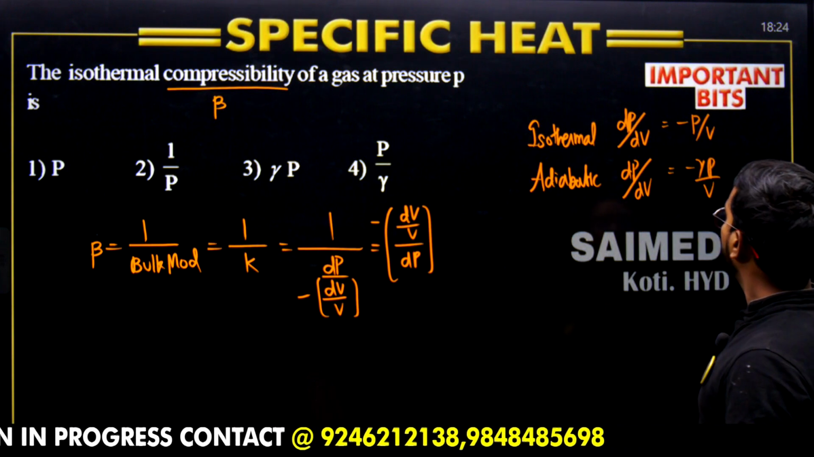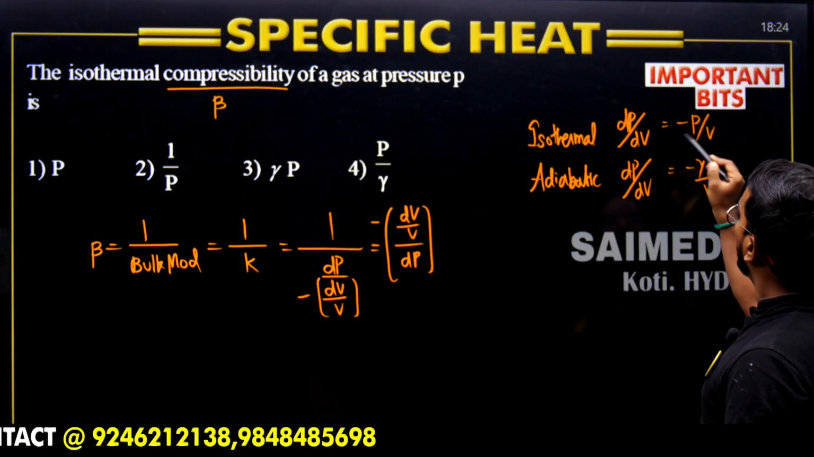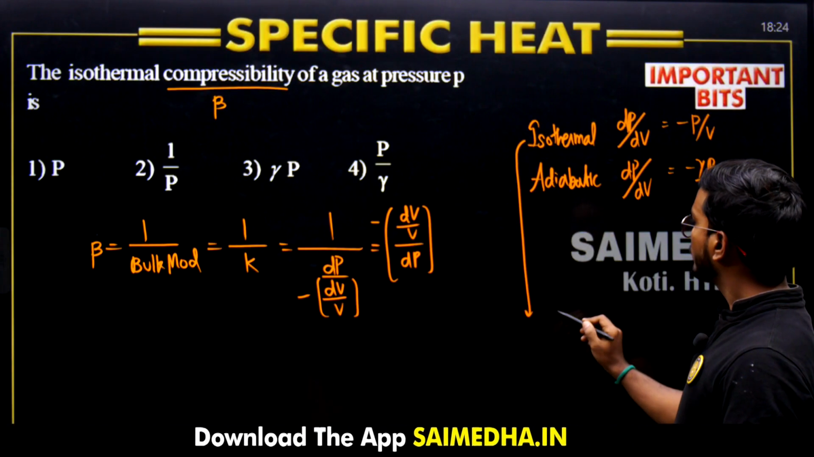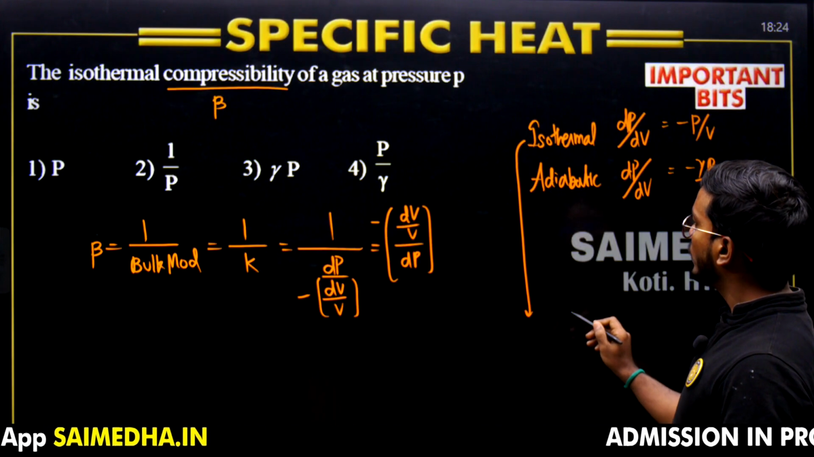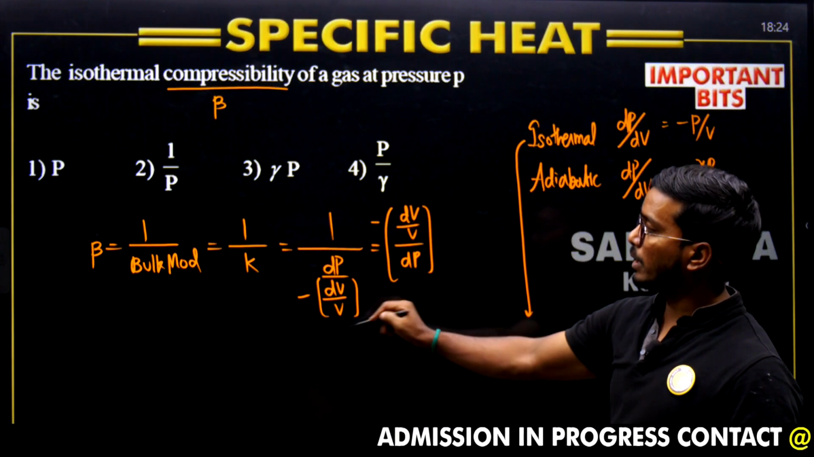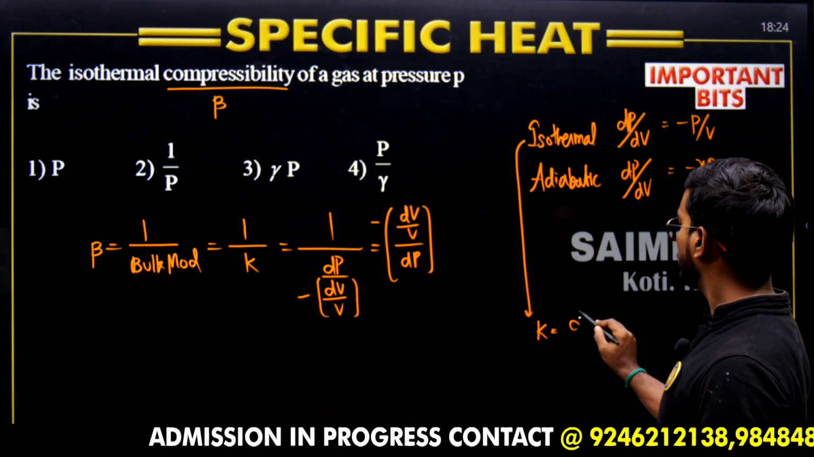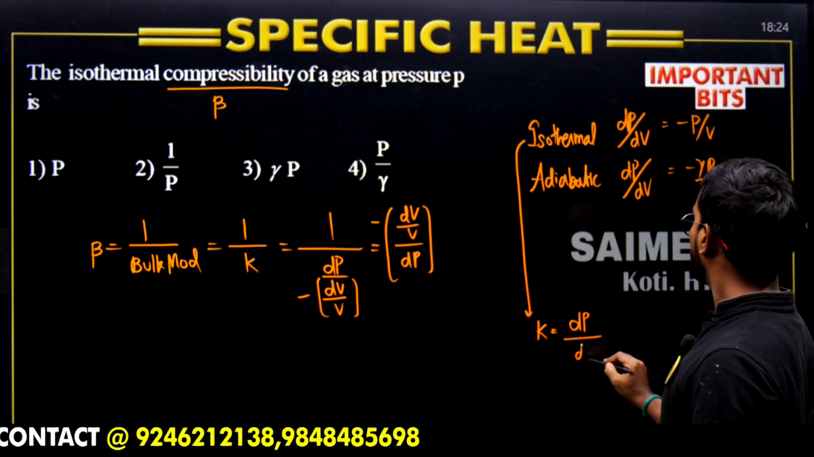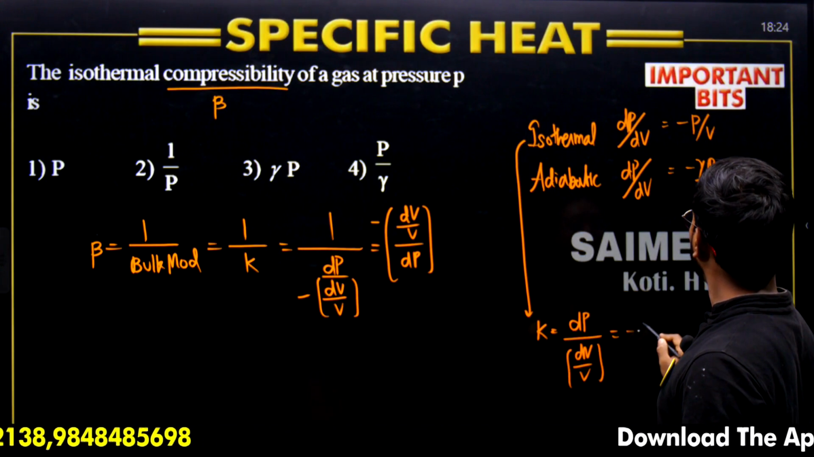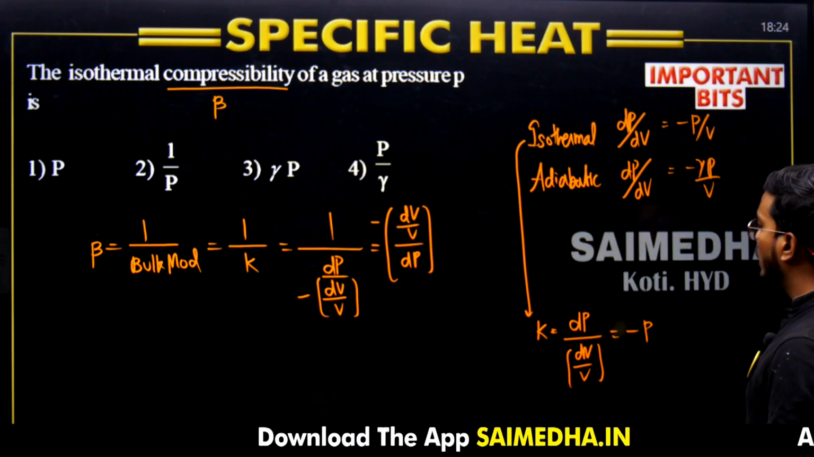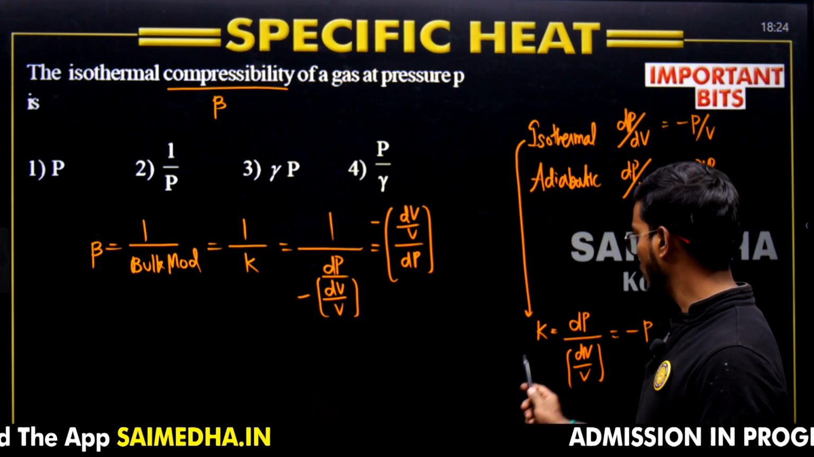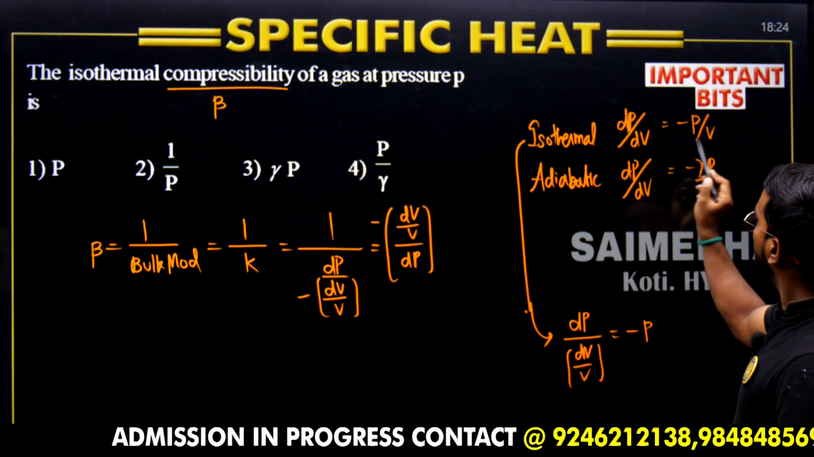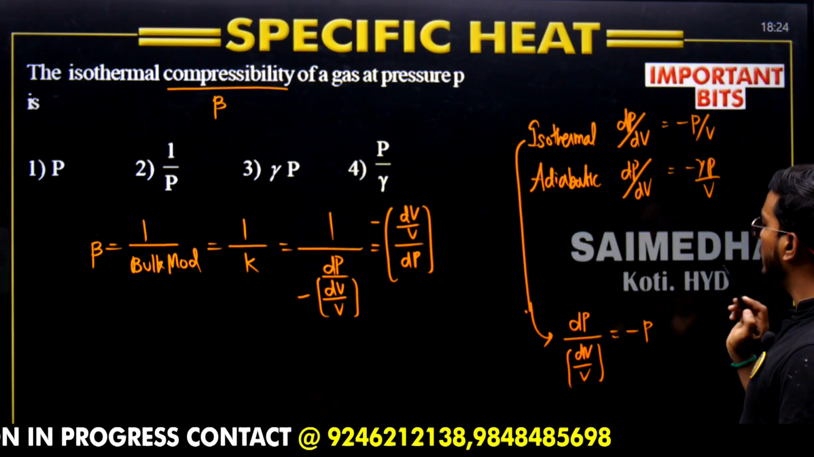So now we require dV by V whole divided by dP. First of all, let me talk about isothermal. Let's first find the bulk modulus K. K is equal to change in pressure divided by dV by V. dP is there, dV is there, the V will come here. So the left part is only minus P from the slope. So the answer is minus P.